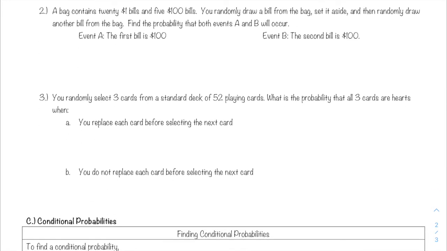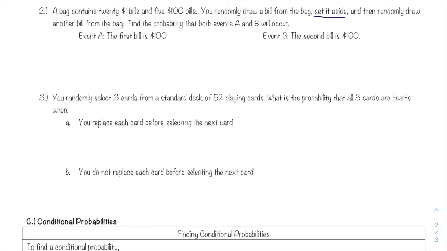Here we have a bag containing 20 $1 bills and 5 $100 bills. You randomly draw a bill from the bag and set it aside. Okay, there's a key word there, set it aside, I'm not returning it. And then randomly draw another bill from the bag. Find the probability that both A and B will occur.